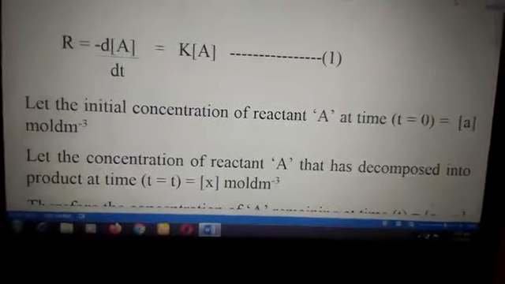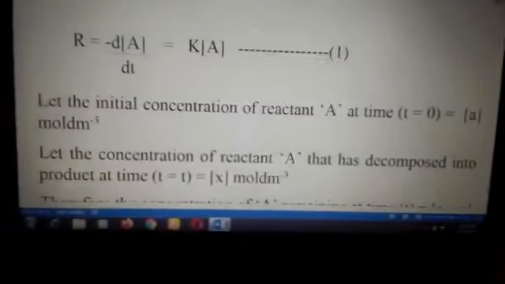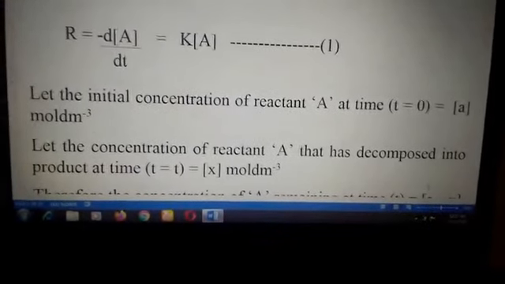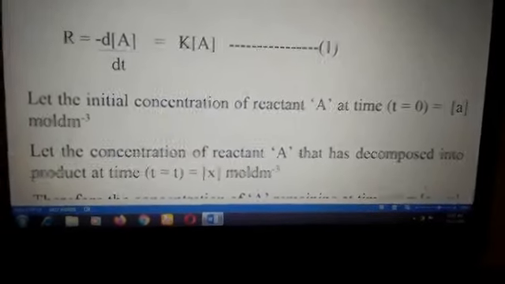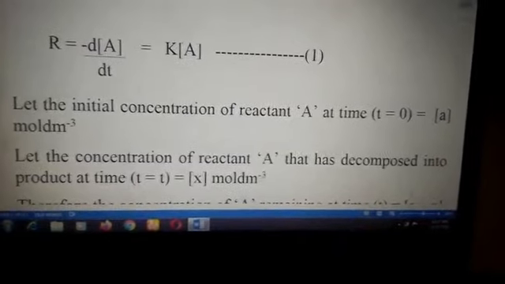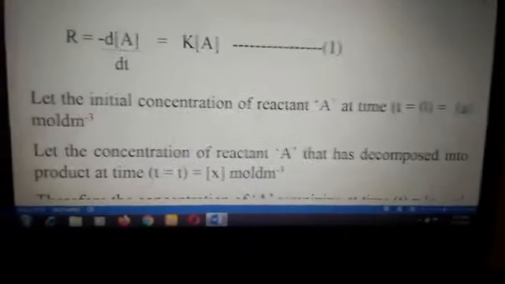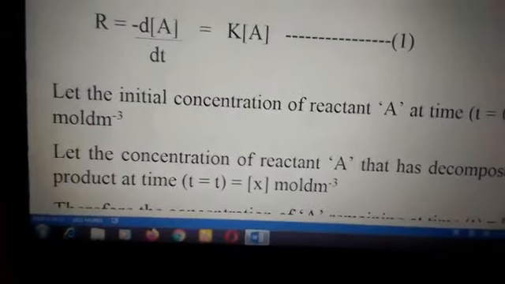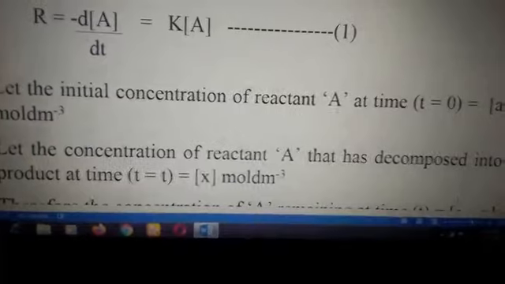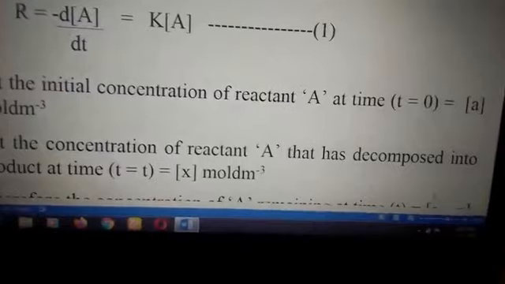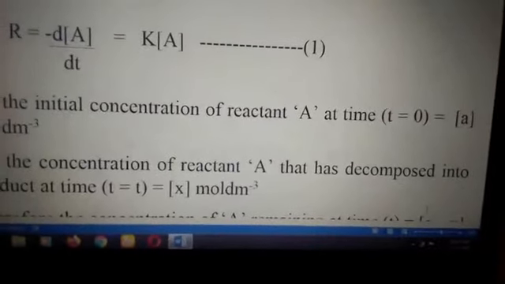Now let the concentration of the reactant A that has decomposed into product at time t be equal to x mole per dm³. What does it mean? As the reaction progresses, the amount of the reactant will continue to decrease because the reactants are being converted to product. Let's say after some time, t being equal to t, that time could be 5 seconds, 5 minutes, 10 minutes, and then let's assume that after some time, when the reaction has continued for some time, x moles of A have been changed to product.